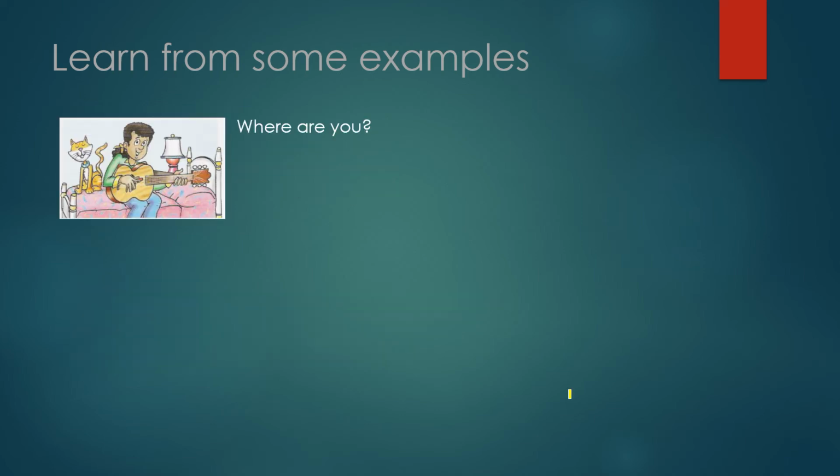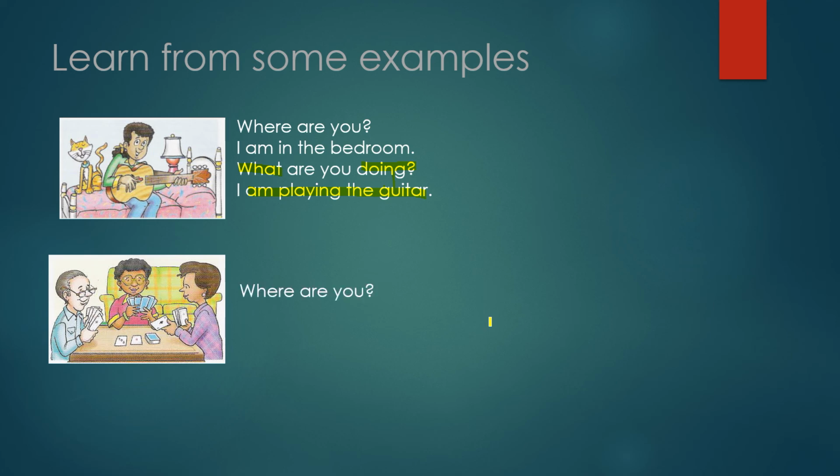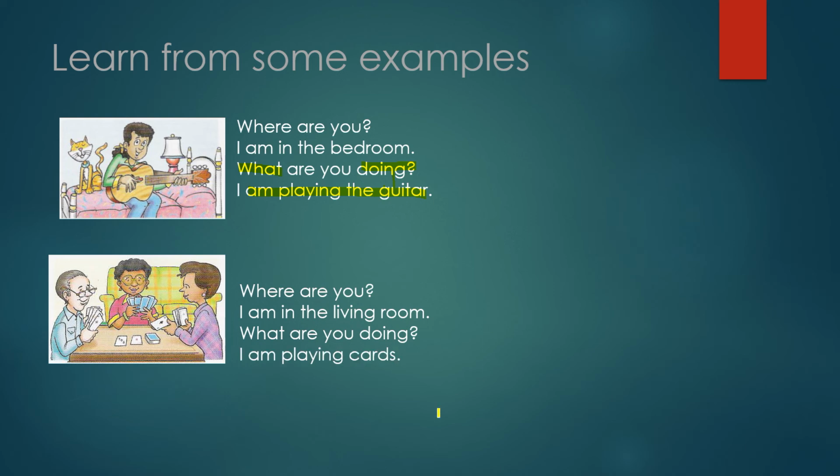Example number 3. Where are you? I'm in the bedroom. What are you doing? I'm playing the guitar. Again, playing the guitar is the action that we do not know. We use doing to replace it and what as the question word to ask about it. Example number 4. Where are you? I'm in the living room. What are you doing? I'm playing cards. Again, playing cards is the action that we do not know, so we use doing to replace it and what to ask about it.